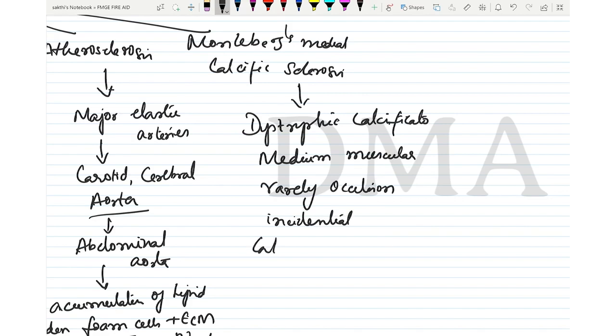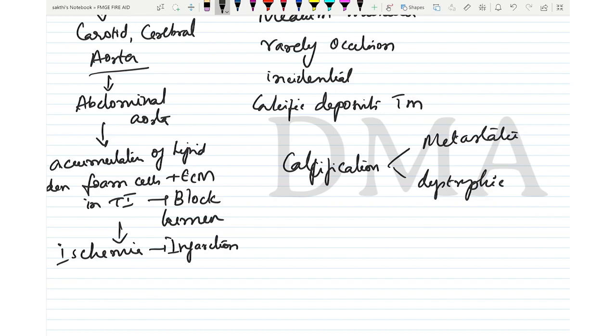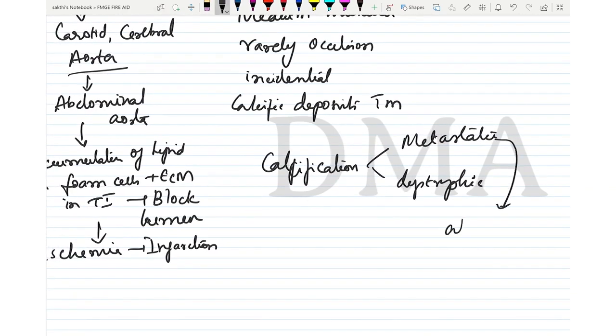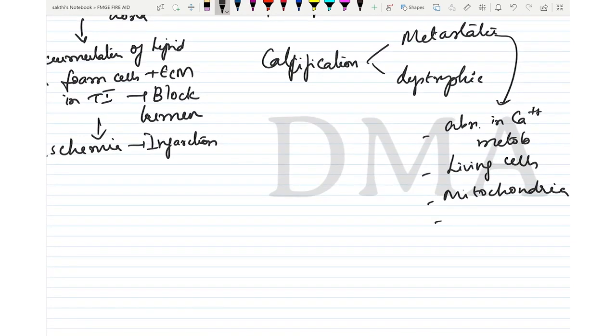Coming to calcification, a small point. Calcifications can be of two types: metastatic calcification and dystrophic calcification. Metastatic calcification occurs whenever there is abnormality in calcium metabolism of the body. They usually occur in living cells of the body. Mitochondria is the first organelle where calcium deposits occur inside the cell. Common sites for metastatic calcification are gastric mucosa, kidney, lung, systemic arteries and pulmonary veins.